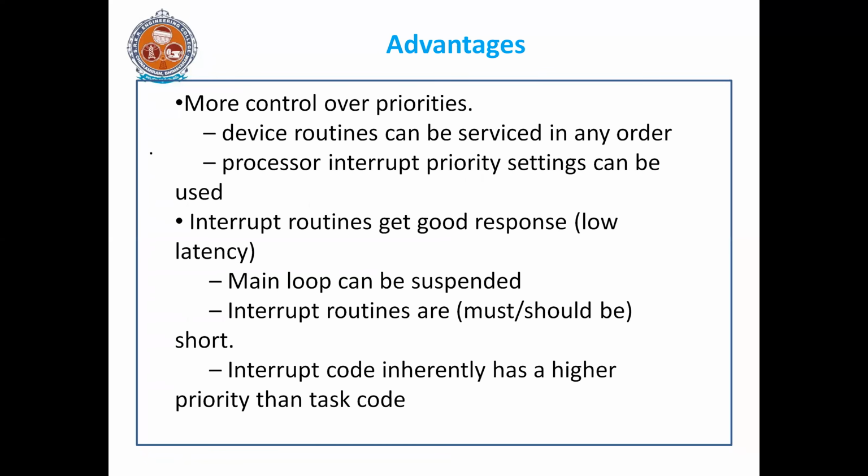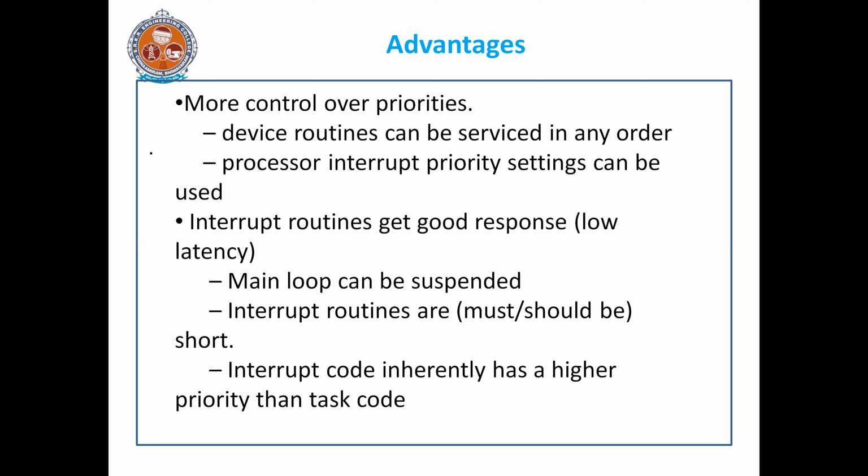The main advantages of round robin with interrupts architecture: the first one is that it has more control over priorities. As I already told, we are writing the service for the different devices as interrupt routines, and the interrupt routines are given higher priority than the normal task code. So that's why we have more control over the priorities.